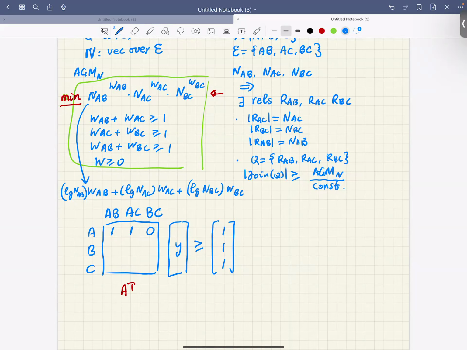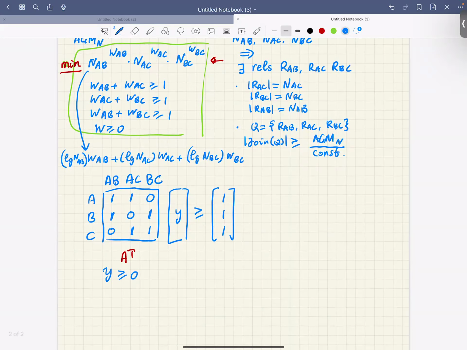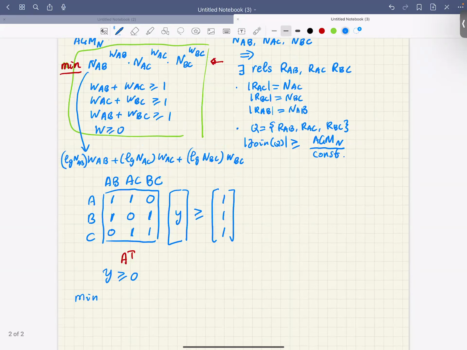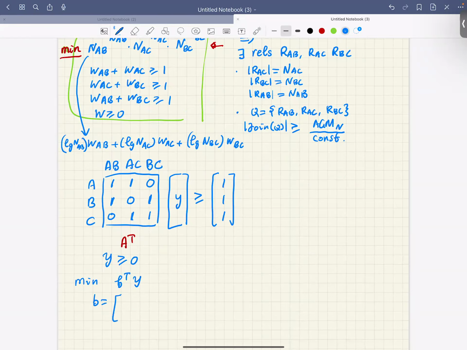Now immediately you can see there's a clear pattern here. You want to put 1 here simply because B as the attribute is inside the schema, inside the edge AB, which is the column there. So you put 1, 0, 1, and then 0, 1, 1 to complete the matrix. Furthermore, you have y larger or equal to 0, and you want to minimize B transpose y, where B is this vector.